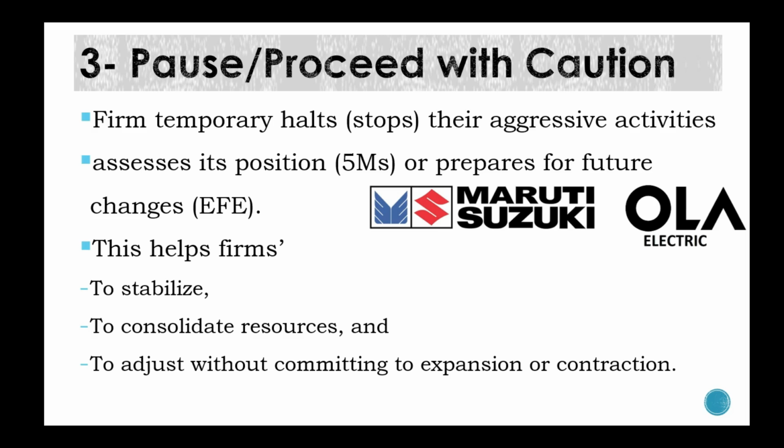Ola Electric scooters. After an initial aggressive push to enter the electric scooter segment, Ola adopted a pause strategy, slowing down production and sales targets amid challenges in manufacturing, quality control and delivery issues. Ola chose to focus on refining its supply chain, product quality and customer experience, proceeding cautiously rather than pushing aggressively into new markets.